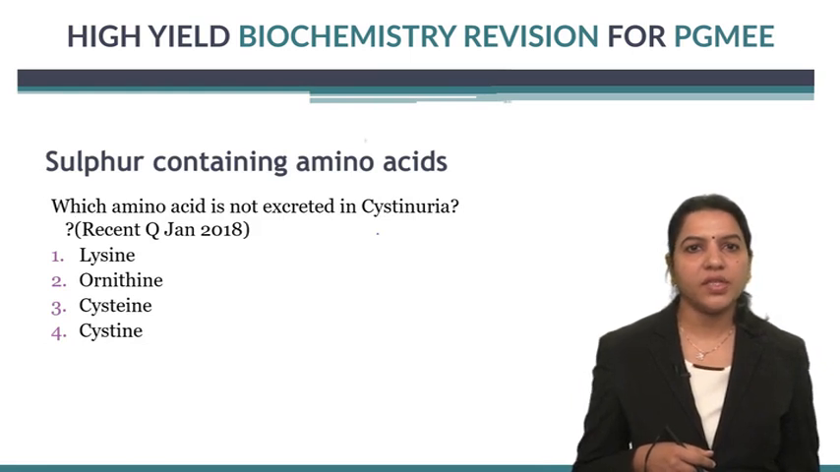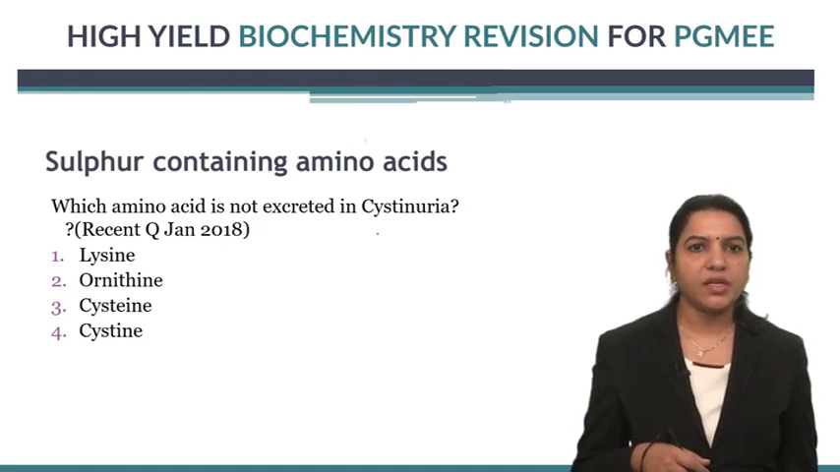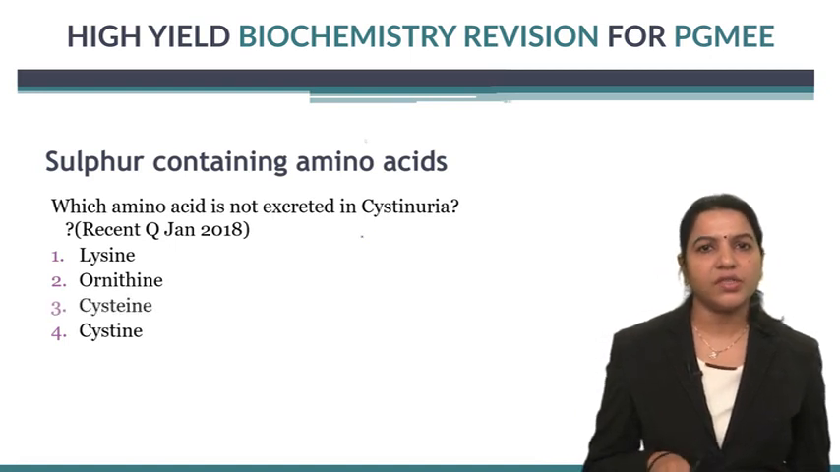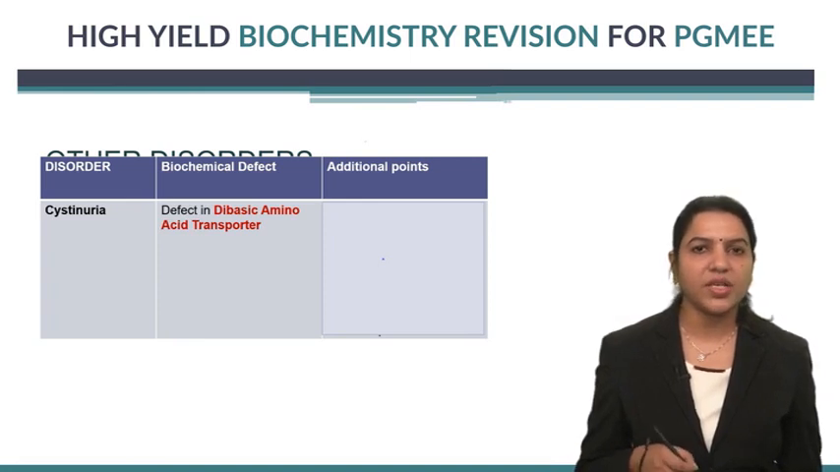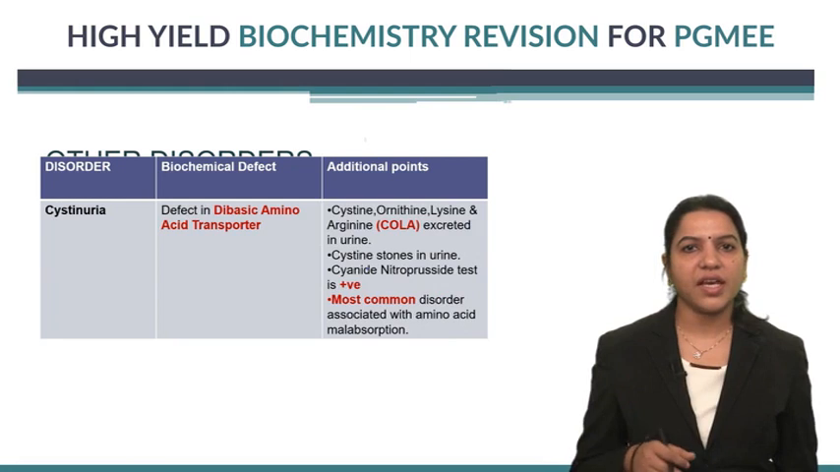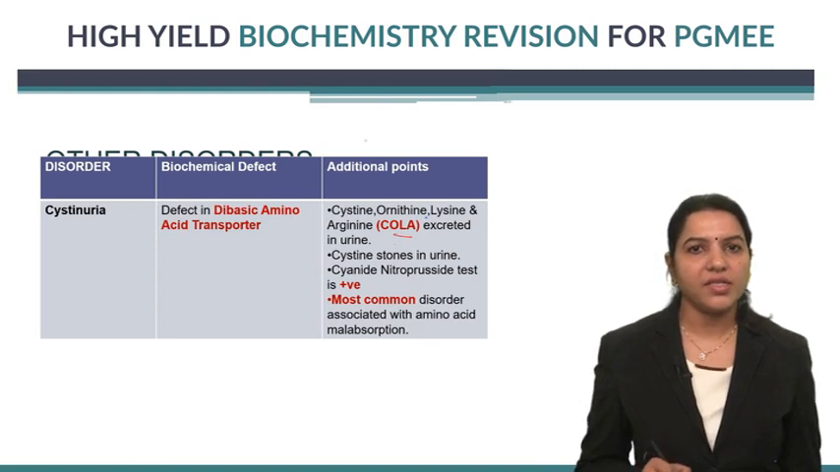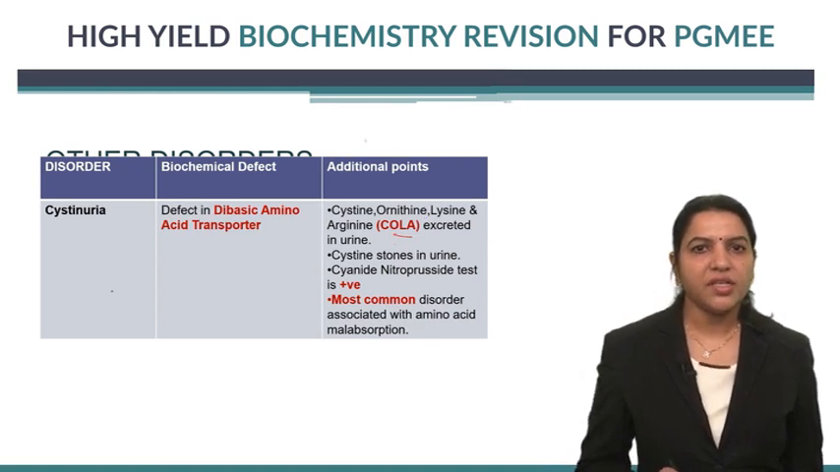Now another question on sulfur containing amino acids: which amino acid is not excreted in cystinuria? Options are lysine, ornithine, cysteine, and cystine. So here we will see something about cystinuria. In cystinuria, the biochemical defect is a defect in the dibasic amino acid transporter, and it causes excretion of COLA in urine. So what is this COLA? COLA is cystine, ornithine, lysine, and arginine. Remember, in cystinuria, what is excreted is cystine and not cysteine.